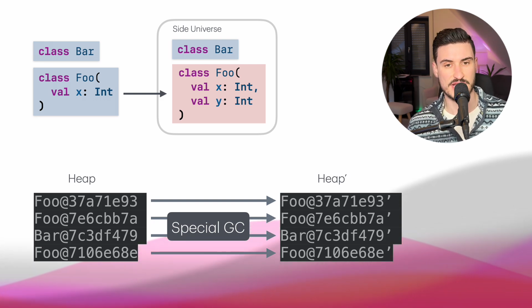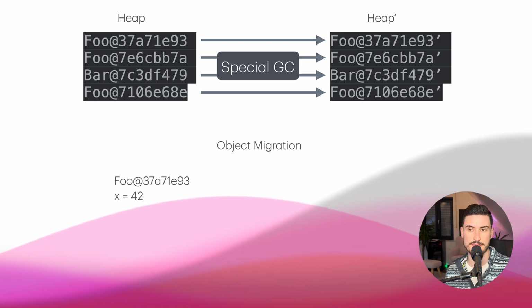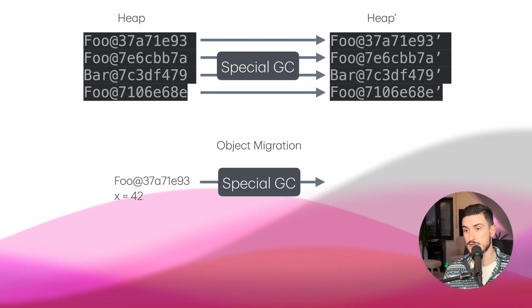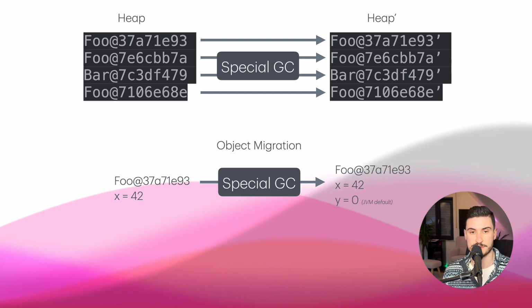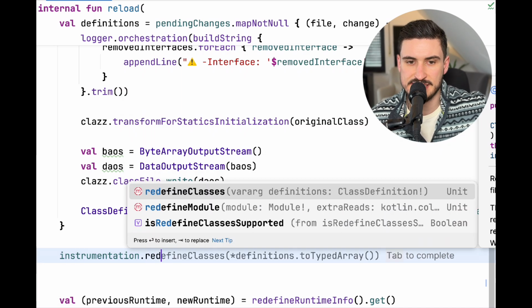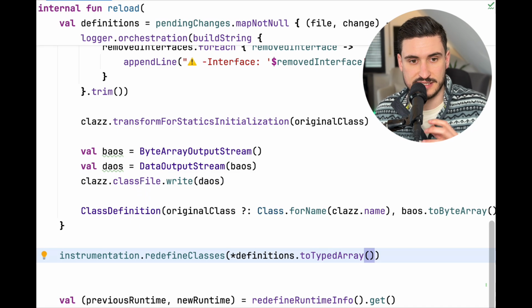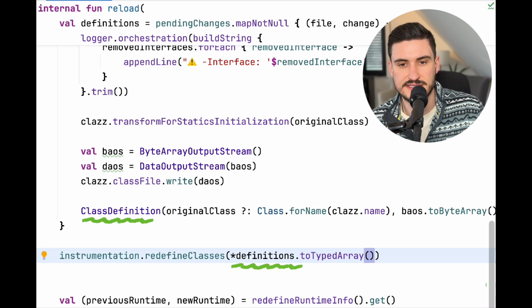Instances of classes which have added a field will have those fields populated with the JVM defaults, which are 0, null, and false. Those defaults might be configurable from within IntelliJ in a stable version of Compose hot reload. The entire machinery of the DCEVM boils down to calling a single method called redefine classes, where an array of class definitions of the changed classes is passed.